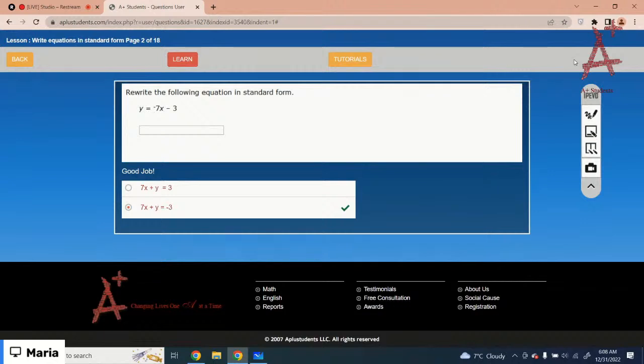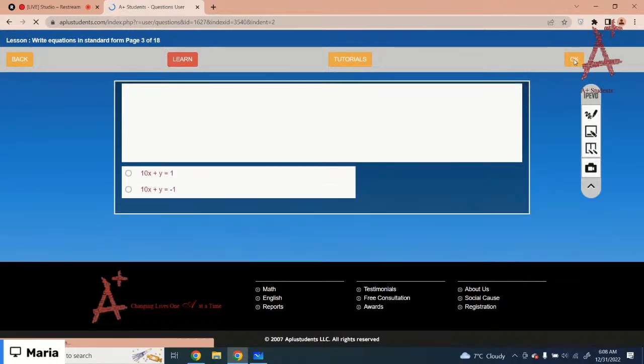Okay. The next one is y equals negative 10x plus 1. So you have to rewrite the equation in the standard form. So you have to write the x and y variable on the same side and the coefficient on the other side. So move that negative 10x to the other side. So it will be then 10x plus y equals 1. Got it? Option number 1 is the correct option. Just select the correct option and click on the OK button.